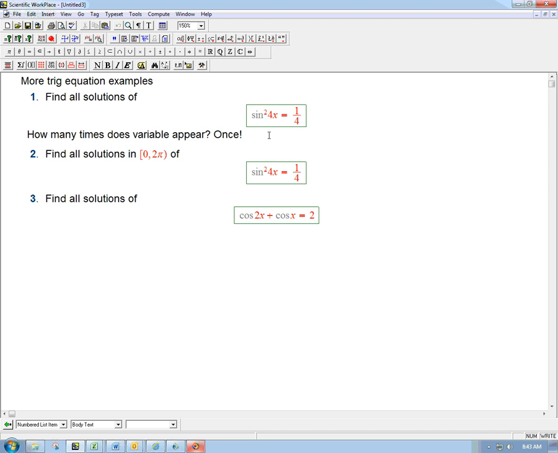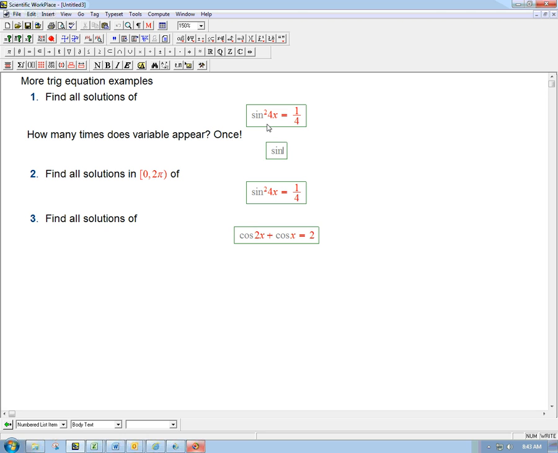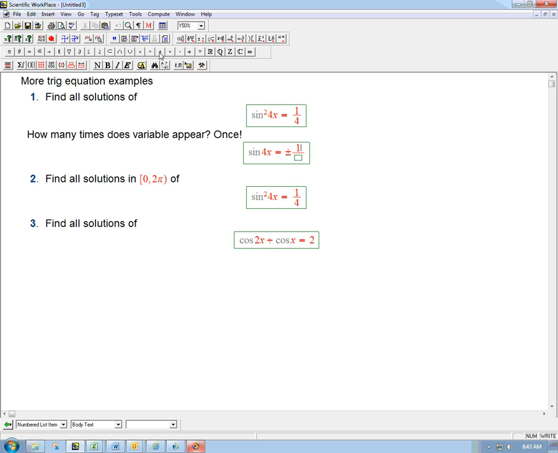It's the square. We want to take the square root of both sides, because this is really the quantity sine 4x all squared. And so this is going to be plus or minus the square root of 1/4, which is 1/2. Okay. Now, the next thing to do is to strip off the sine. And one thing I should have said right at the start is this process of stripping off layers, it always goes from the outside in.